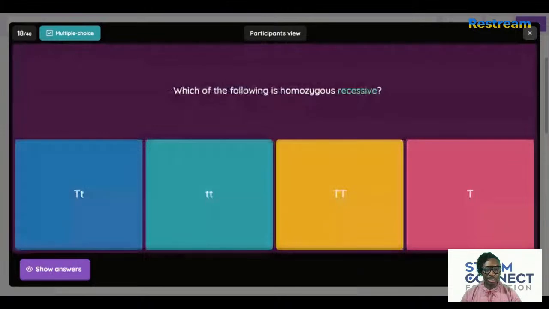Let's see. Which one is homozygous recessive? Homozygous recessive. I'm only picking this one because of the language. Just want to make sure you understand the language. Which one is homozygous recessive? That is correct. Two little t's. Homo meaning same, and recessive is always going to be that lowercase letter.